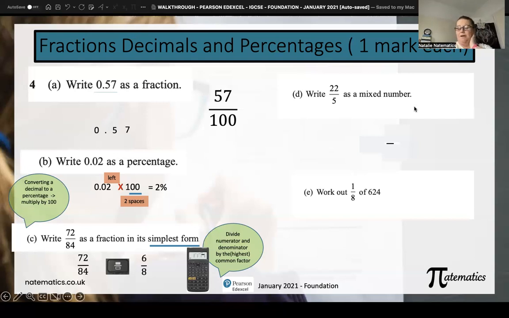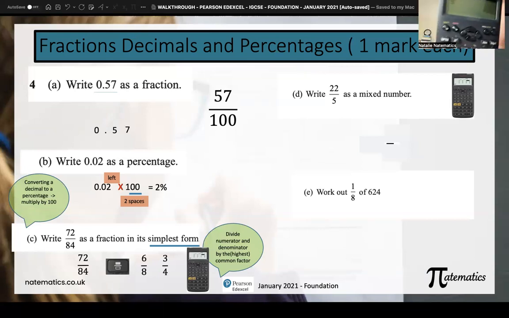Right then, letter D. Write 22 over 5, or 22 fifths, as a mixed number. Again, write. You're not asked to show. You just say write.